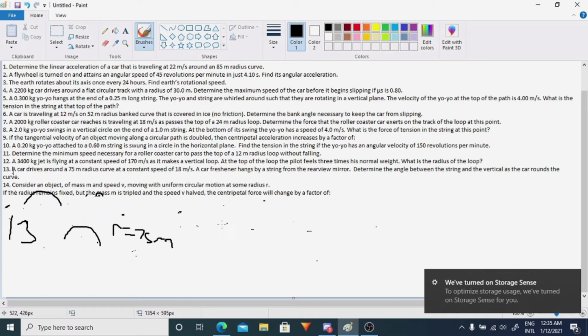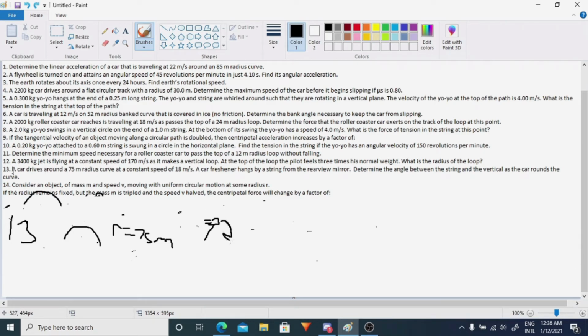So the car freshener is hanging. This will be the mirror of the car, we'll say, and it's hanging like this. And as the car is moving around, the freshener is going to be hanging at an angle. Well, actually, let me fix this. The car freshener will be hanging at this kind of angle when the car is turning around like this. So at this point, it's going directly to the right, but it's turning. So this car freshener right here is hanging at this angle, theta, from the vertical, so that's this angle.